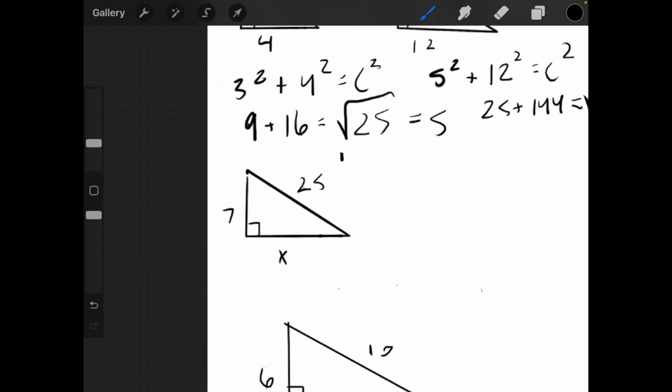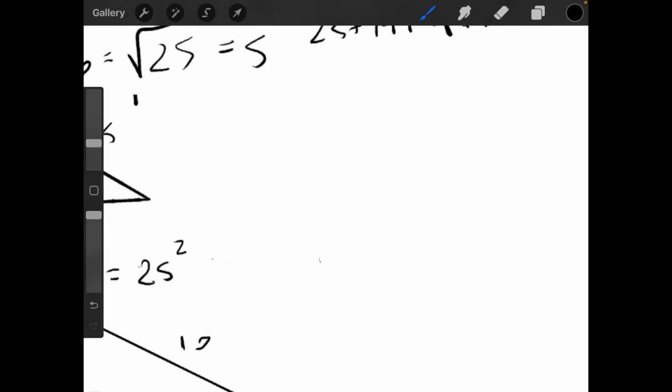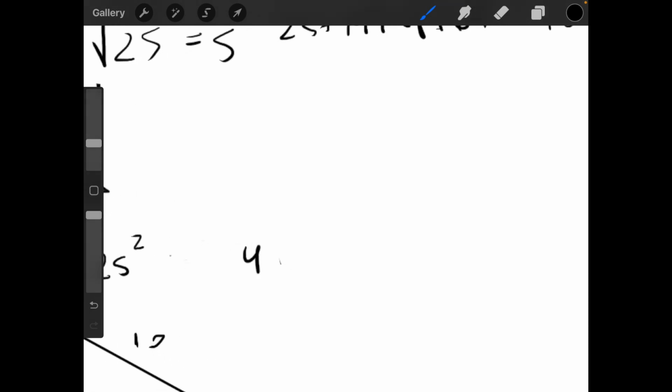For our next one, notice that we actually have our hypotenuse. And remember that the c squared is always the hypotenuse. So then our problem will actually look something like a squared plus 7 squared is equal to 25 squared. Now, 7 squared is 49, and 25 squared is 625.